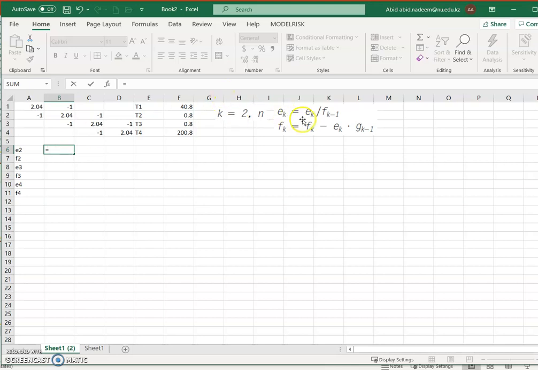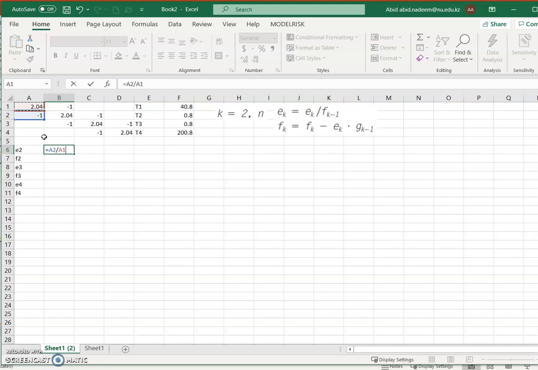that E2 is in this original matrix. So where will that E2 be? E2 should be here. This is the main diagonal, and then E2 is here. So it will be this value divided by F1. F1 is basically the element on the top of that E2 value. So it will be -4.92.